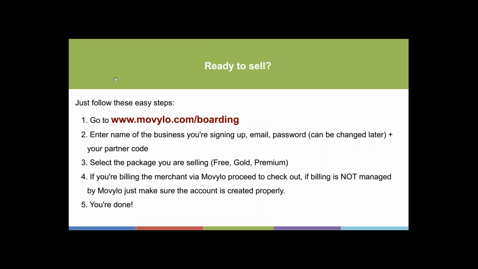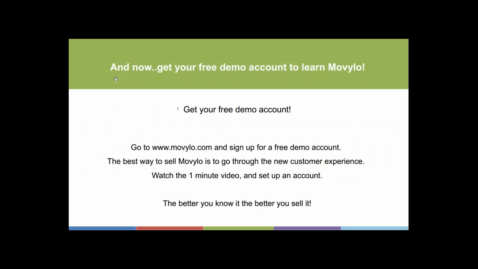If you want to create a test account, and we definitely recommend you do this so that you get acquainted with the solution, because the more you know the solution, the better you are at selling it. Just go to movilo.com and create all the free accounts you want. Do not use your partner code. Just use the partner code when you really want to make a real sale. That allows you to purchase at the discounted rate.